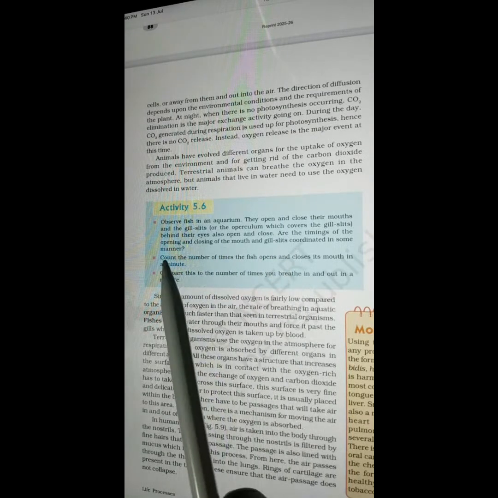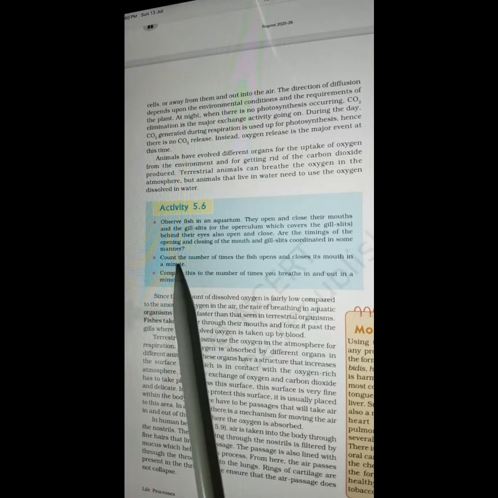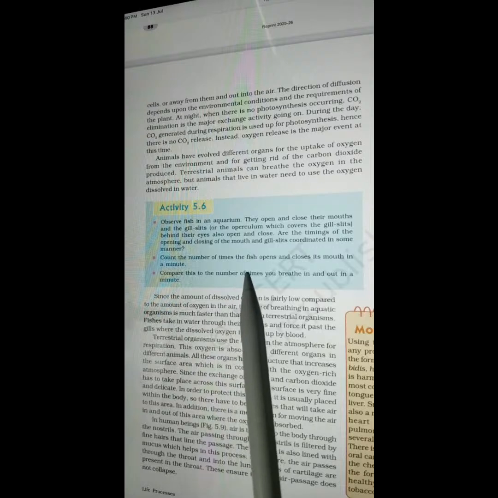Observe fish in an aquarium. They open and close their mouths, and the gill slits or the operculum, which covers the gill slit behind their eyes, also open and close. Are the timings of the opening and closing of the mouth and the gill slits coordinated in the same manner? Count the number of times the fish opens and closes its mouth in a minute.